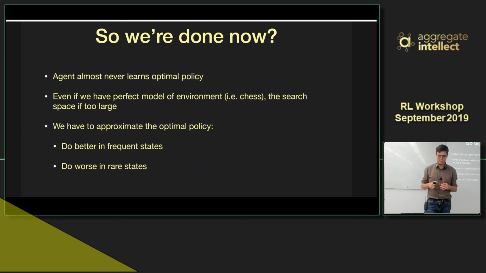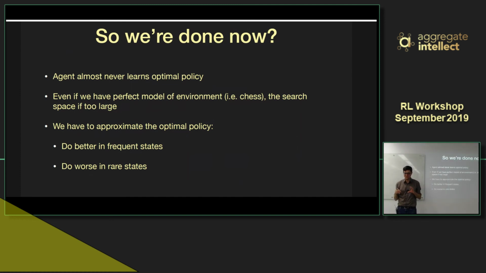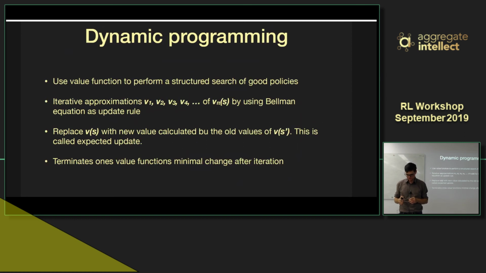And what we're going to do in deep dynamic programming, we don't necessarily have to do all the states, right? So we do better in frequent states and do worse in less frequent states. We're going to use some value functions to perform a structured search for good policies. It's an iterative approach. We have a value function v1, and we use the Bellman equation to update the rule. We just keep updating it.